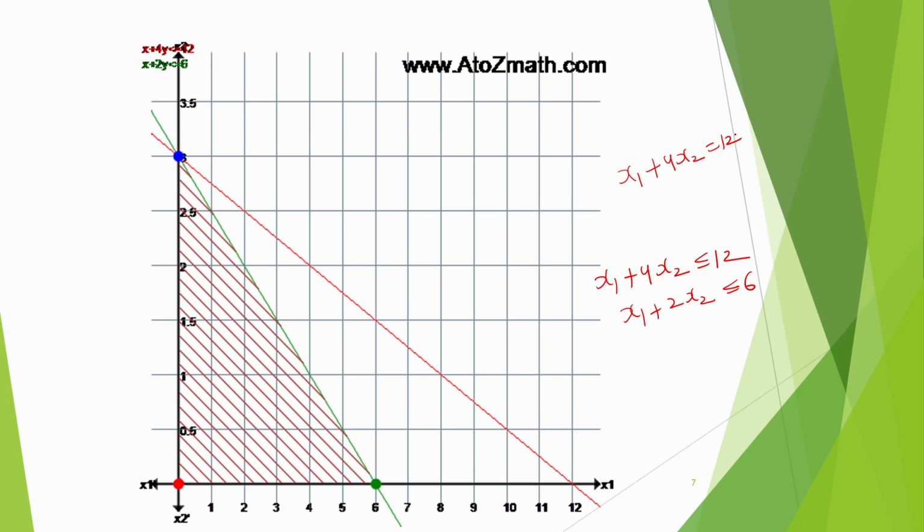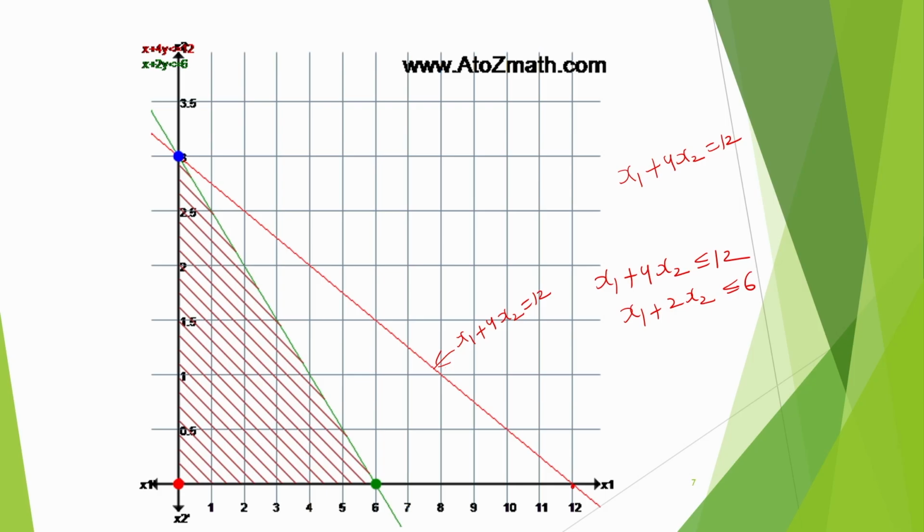Now when x2 is equal to 0, x1 becomes 12, so I got 1 point, and when x1 is equal to 0, x2 is equal to 3, I got another point, and the red line has been drawn. This represents your constraint x1 plus 4x2 is equal to 12, and you have to be less than this one, so it means you have to be on this side.